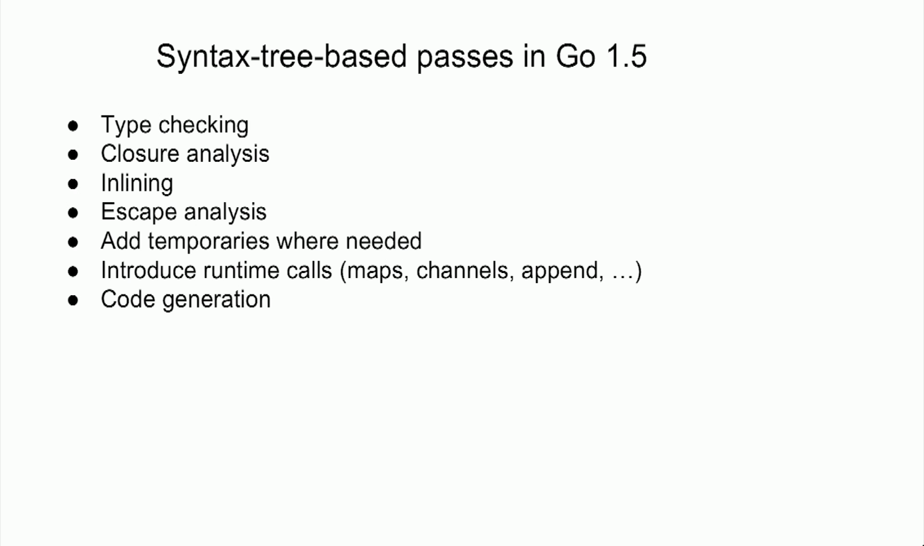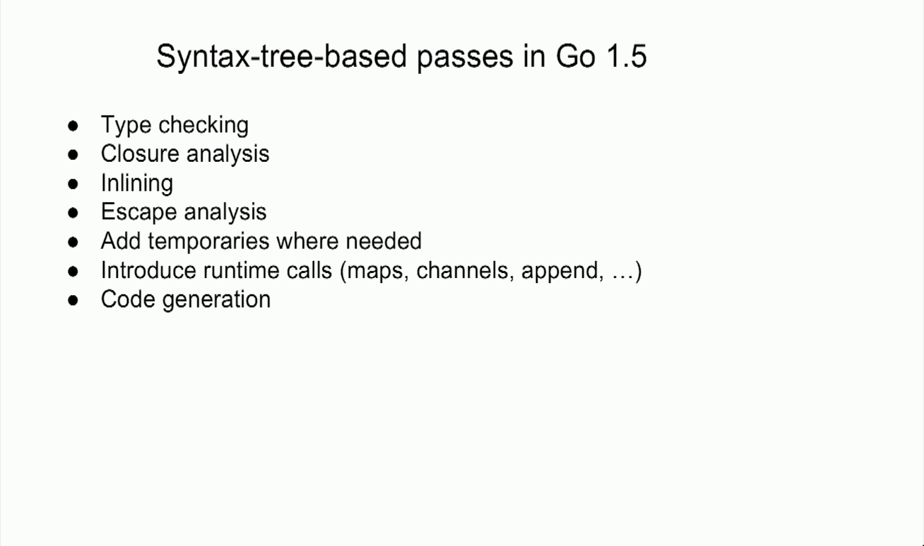So the things we do on syntax trees, we do type checking, and that just makes sure that we know all the types of all your variables in the program and that you're not doing any type errors in your program, like assigning a float to an int or anything like that. Then there's a whole bunch of optimizations that the compiler does. We do closure analysis to make sure that we can build closures for functions, internal functions.